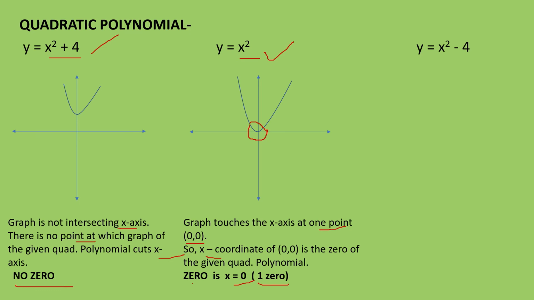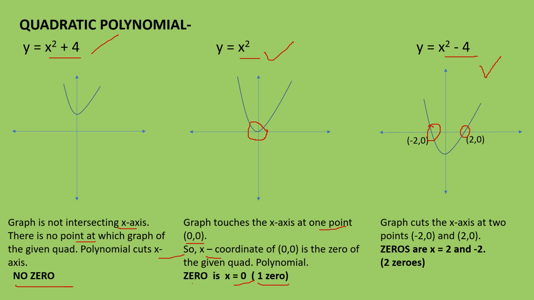Now the third quadratic polynomial is y equals x square minus 4. For this also, when we draw the graph, it is somewhat like this. Here you can see this graph is intersecting the x-axis at 2 points. First point is this and second point is this. And the values of these points are (2, 0) and (minus 2, 0). How many zeros are there for this quadratic polynomial? 2. Because the graph intersects the x-axis at 2 points.